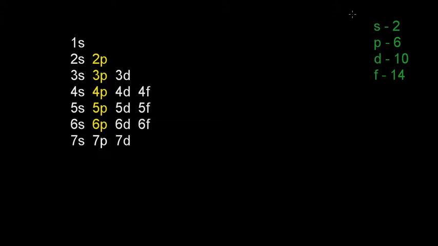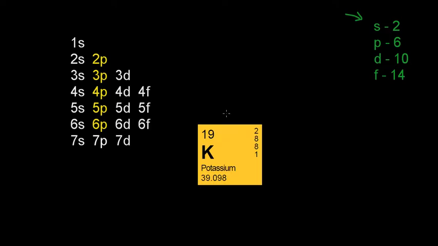And so on. And then over here, we always need to remember exactly how many electrons each can fill. So the s orbitals can fill up to 2, p up to 6, d up to 10, and f up to 14. So as an example, let's take a look at potassium.